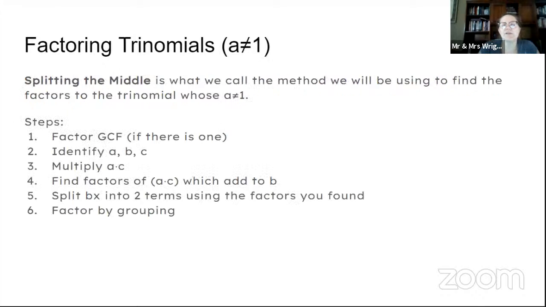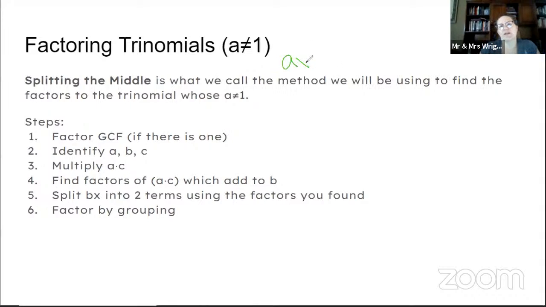The method that we're going to use is called splitting the middle. We have a standard expression, ax squared plus bx plus c. There's a total of 3 terms in here, 2 of which have x. This middle term, we're going to split into 2 different terms, so then we'll have 4 terms instead of 3. That's what splitting the middle is all about.